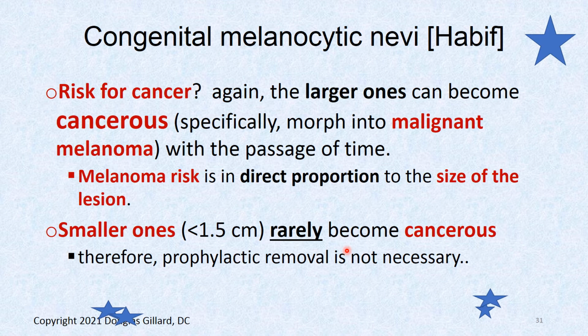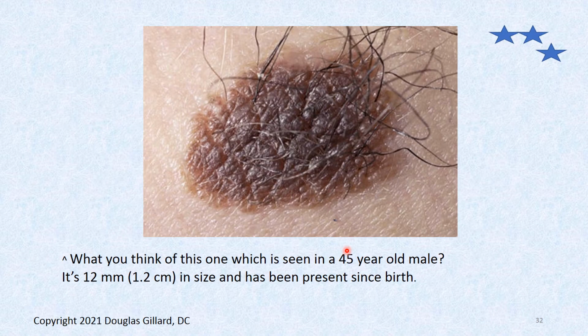The small ones very rarely become cancer, so you don't have to worry about them. Just keep an eye. I mean, you always keep an eye on skin lesions for change. Change is an indication that it might be turning cancerous. So what do you think of this one? It's a 45-year-old male. It measures 12 millimeters in size. It's been present since birth. Do you worry about that?